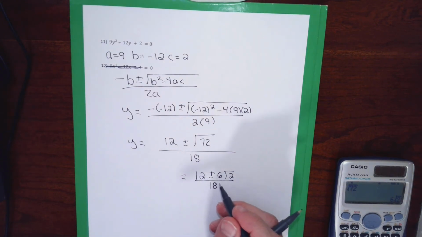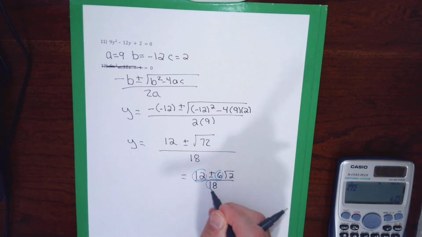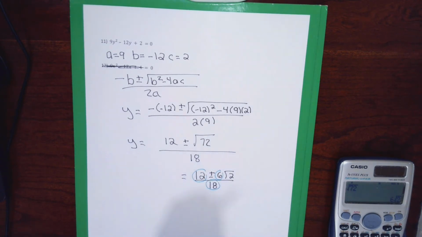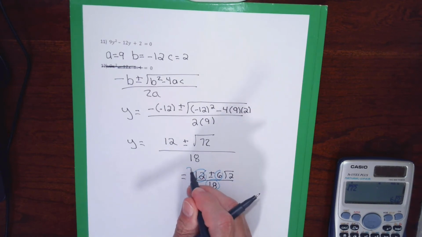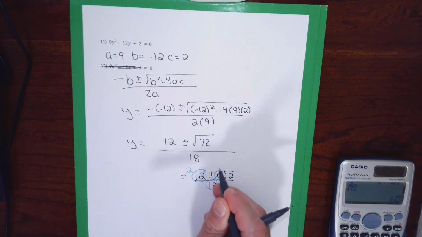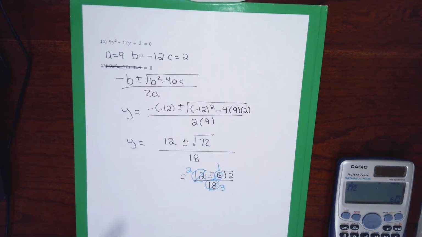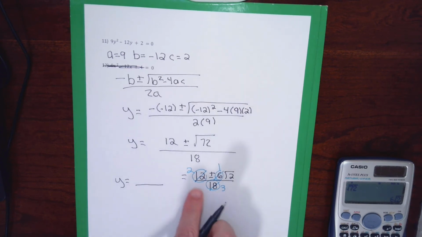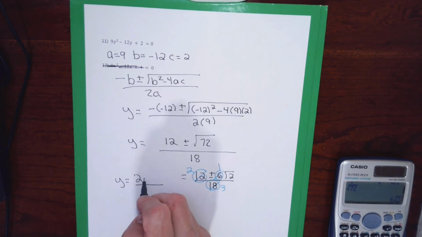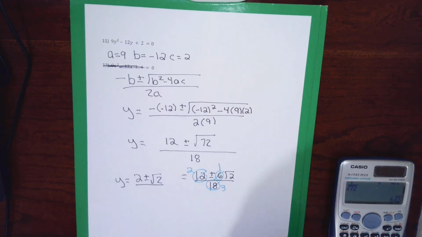My answer should have a plus or minus because of the square root that's left in the numerator. And all three numbers I circled here are divisible by 6. So I'm going to go 12 divided by 6 is 2. 6 divided by 6 is 1. 18 divided by 6 is 3. And for my answer, I'm going to write y equals, in the numerator, 2 plus or minus the square root of 2 over 3, listed as one fraction.